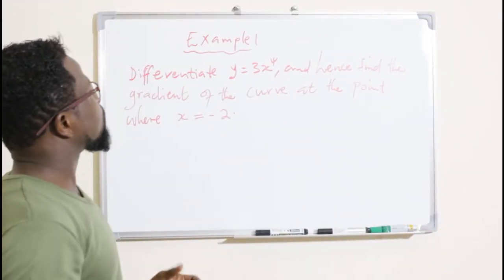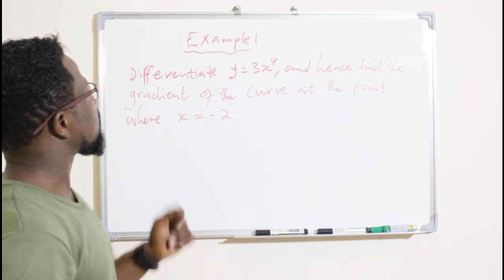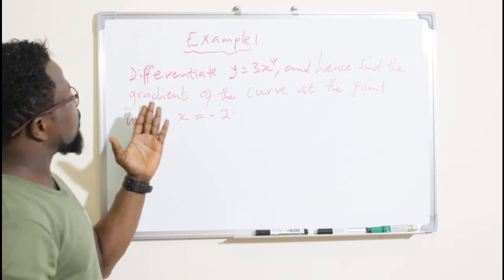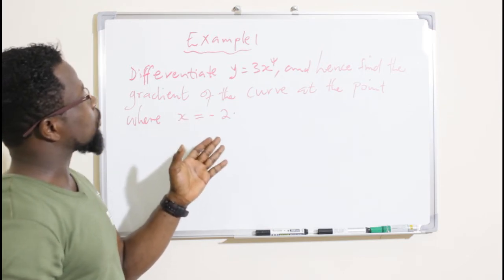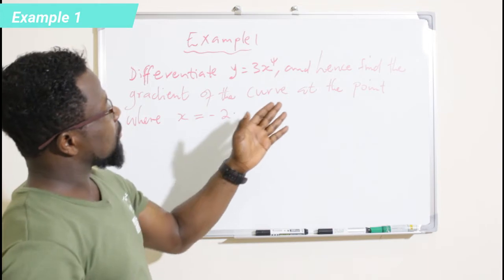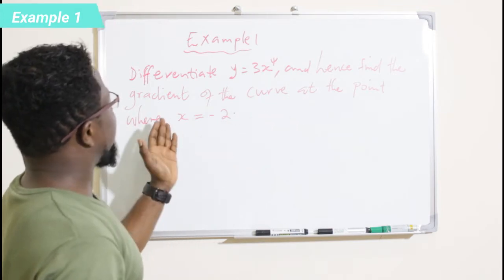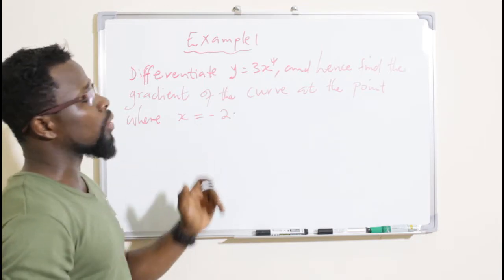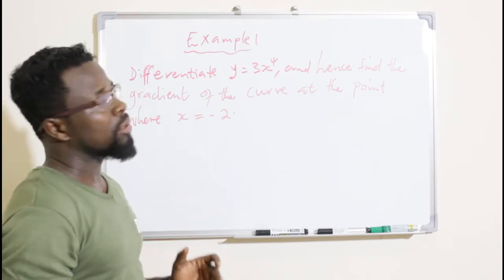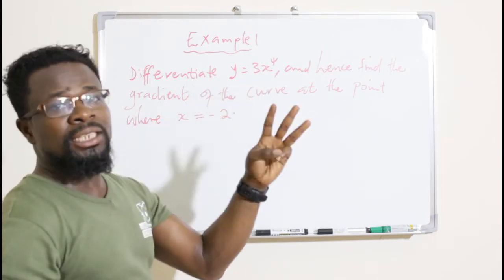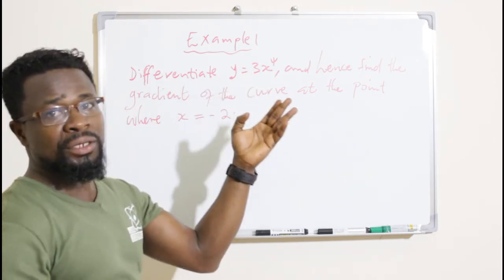Alright, so let's look at this problem that we have on the board. This is example number 1 that we want to look at. We can see they said differentiate y equals 3x to the power 4 and hence find the gradient of the curve at the point where x is equal to -2. So a function is given to us, and the first thing to do is to differentiate that function.